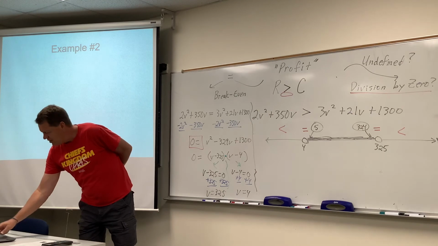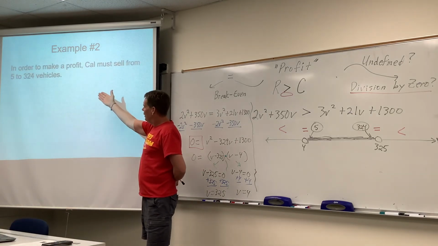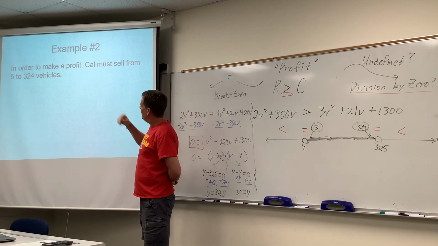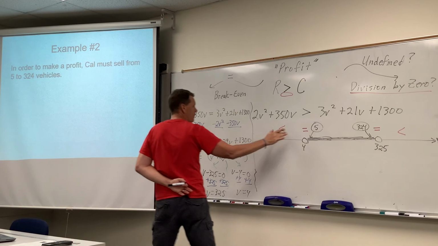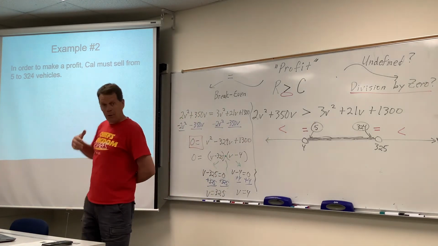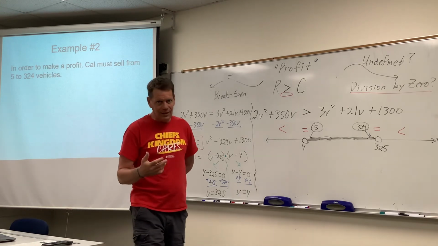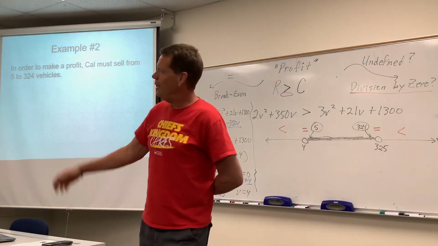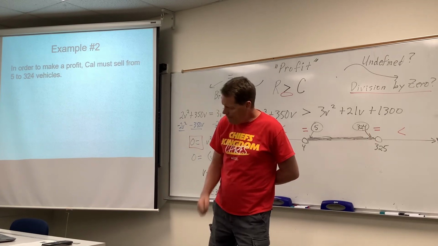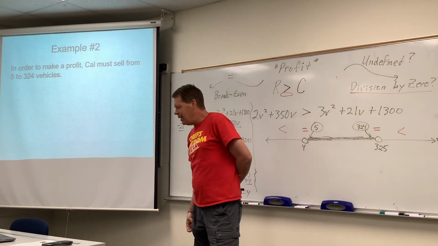So as a sentence, and again, look at the notes that were uploaded, I would say in order to make a profit, Cal has to sell anywhere from 5 to 324 vehicles. And if I were to give you a word question like this, and I did, please write up your answer using big people words like that, okay? So, I don't know, I did my best there.